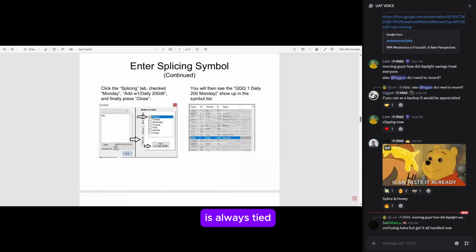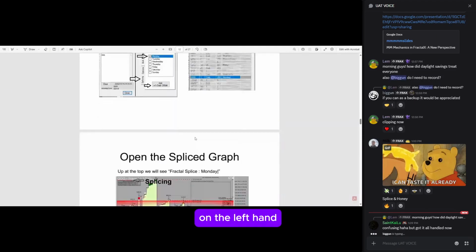So the vector is always tied to the last price. So when it's learning, it's based on the last price. It's not using the high, low, or open. It's always using the last price. So that will tell it to use the last price and evaluate it on a daily basis on Mondays. And when we open the graph, on the left-hand side, we're going to see fractal, splice, and we're going to see Monday.